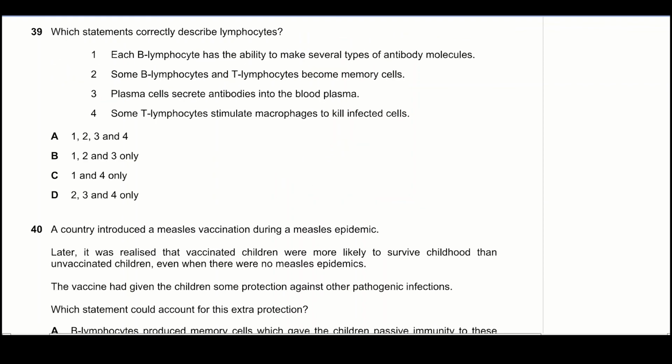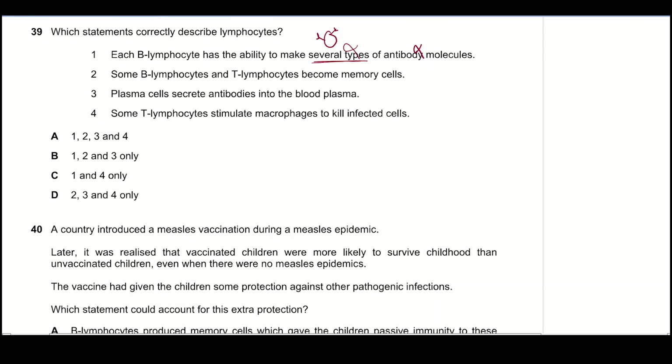Which statements correctly describe lymphocytes? 1. Each B lymphocyte has the ability to make several types of antibody molecule. This is actually incorrect because each B lymphocyte has a DNA coding for one specific antibody only and has the B cell receptors only for one antibody. So they can never make several types. So this is incorrect.